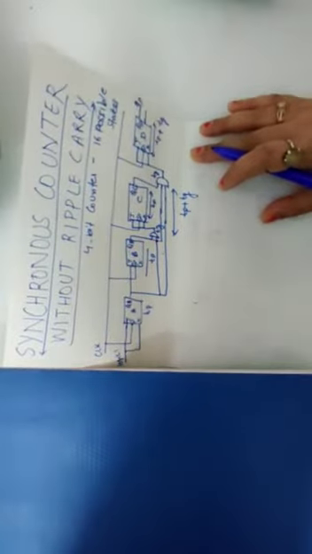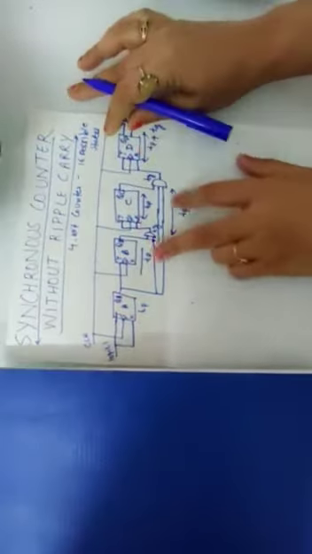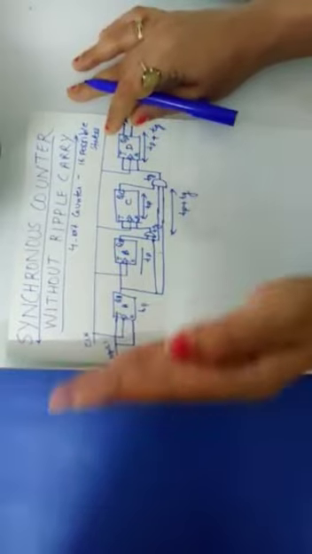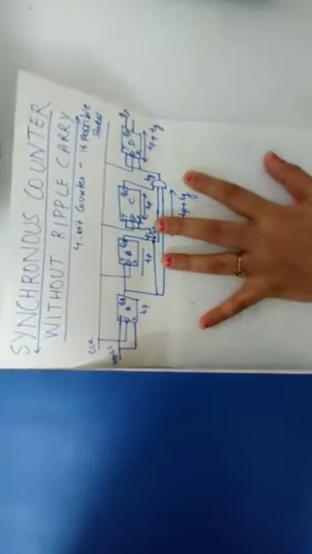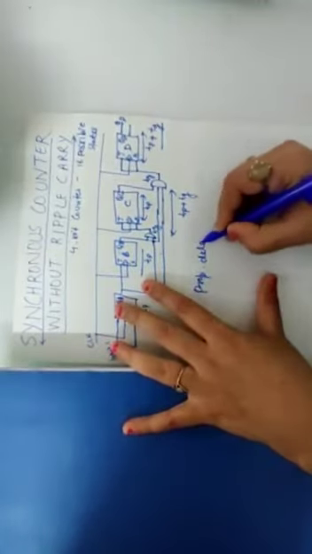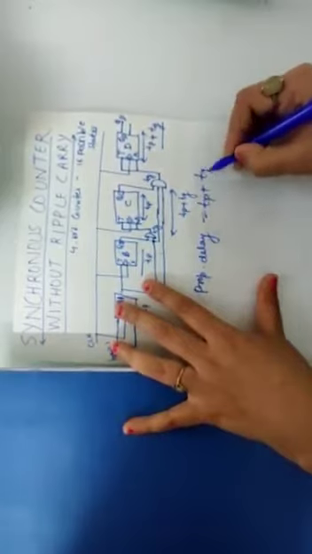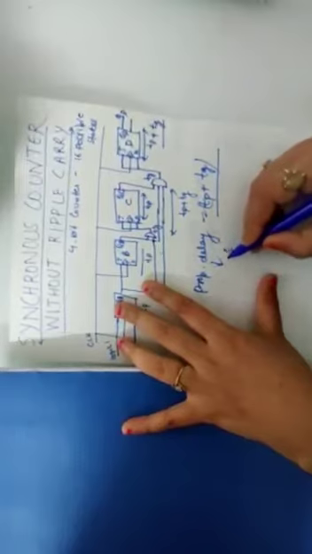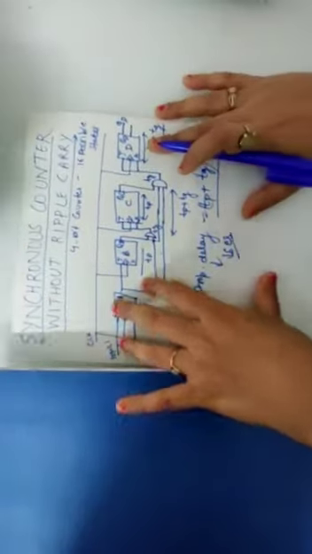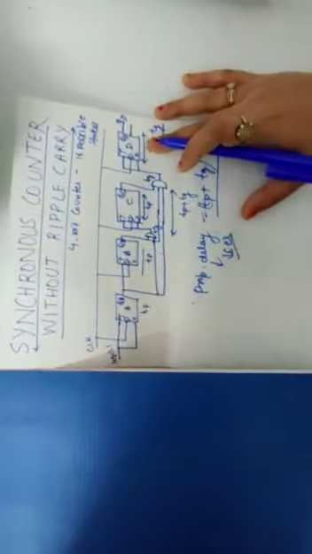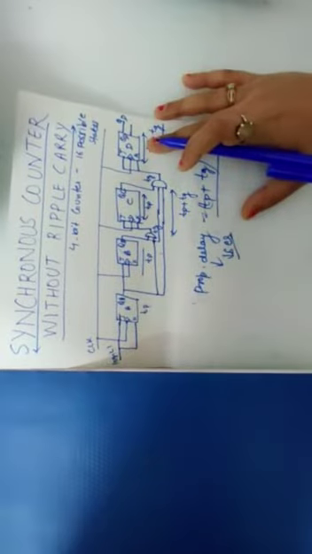If you add one more flip-flop, then you have to take a 4-input AND gate to give the inputs from the previous outputs. So at all times the propagation delay remains constant as TP plus TG. It is constant and will not increase. The propagation delay time decreases, meaning the synchronous counter without ripple carry is faster than the one with ripple carry, because the propagation time is constant and does not increase with the number of flip-flops.